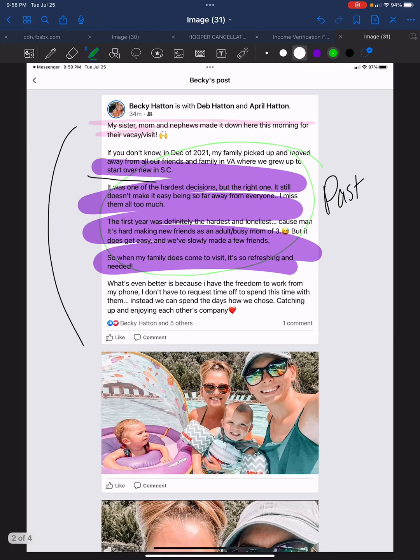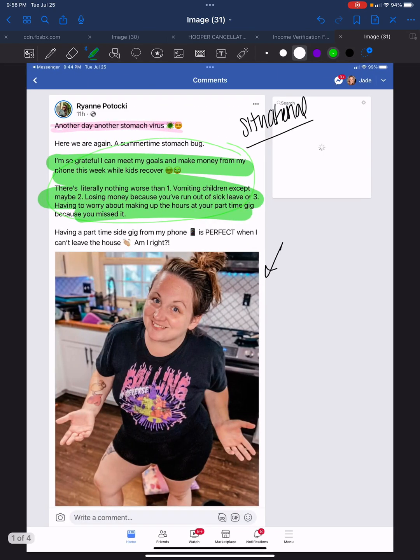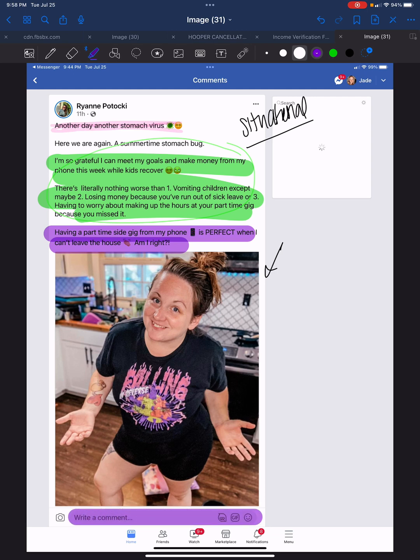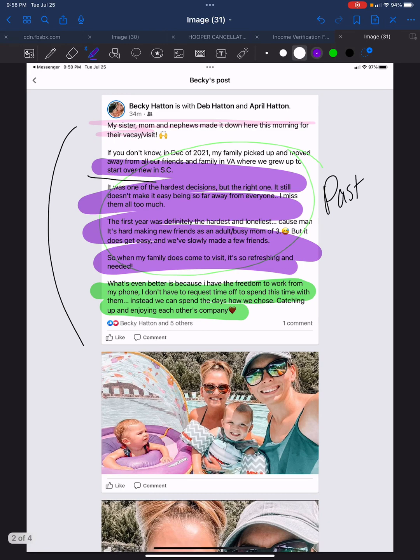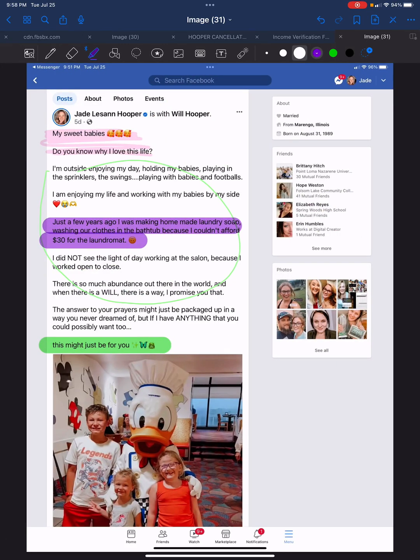What's even better is because I have the freedom to work from my phone. So she's mentioning working from her phone. Again, Ryan said having a part-time gig is perfect. So what's happening is people are going to comment. What's happening here? What I like to do is in the comments of my posts, I will drop links.